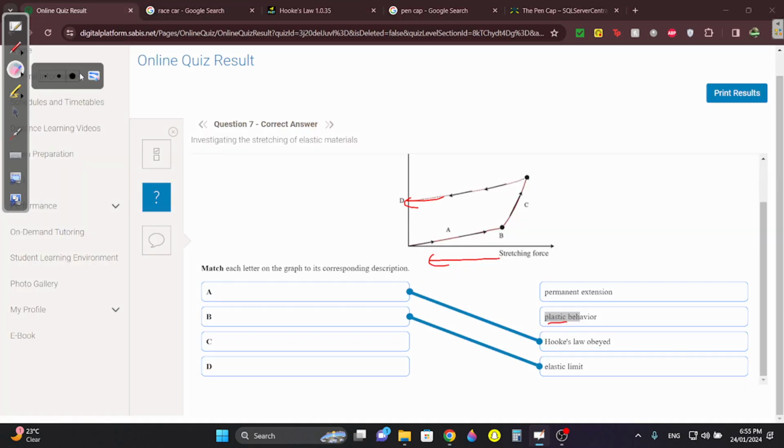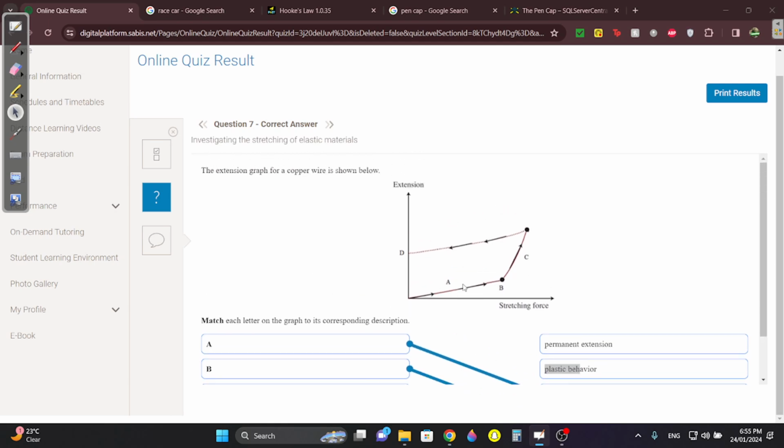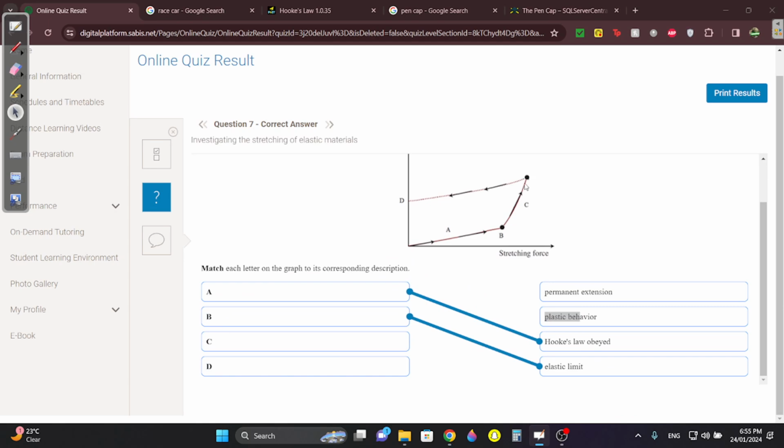Okay, so we said A is obeying Hooke's law because it's straight. B is the elastic limit. C is the permanent extension. This is the permanent extension because it can't go back. Then D, after the force decreases, that's what we call plastic behavior. Plastic behavior is when the force decreases and it doesn't stop. Here the force is still increasing at C. Okay, the force is still increasing. You see stretching force, it's still going to the right. So once it goes back to the left, once the force starts decreasing again.